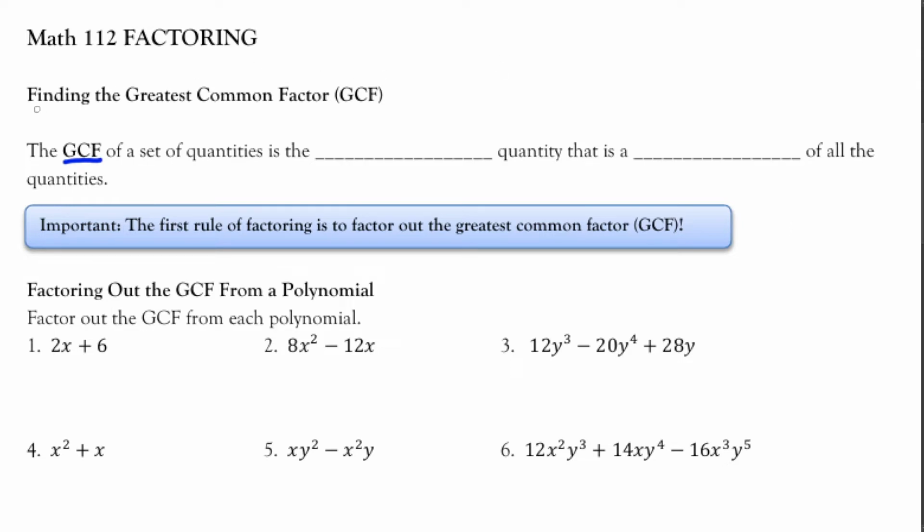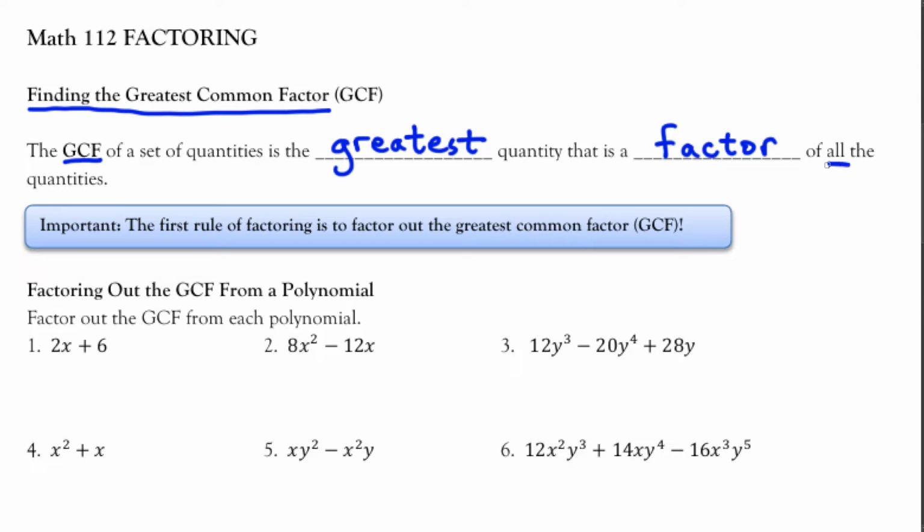Let's start with finding the greatest common factor. The greatest common factor is abbreviated GCF. The GCF, the greatest common factor of a set of quantities, is the greatest or largest quantity that is a factor of all the quantities. That's why it's the greatest common factor. It's the biggest thing you can find that's a factor of all the quantities, that all of them have in common.